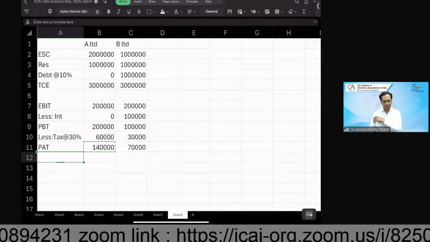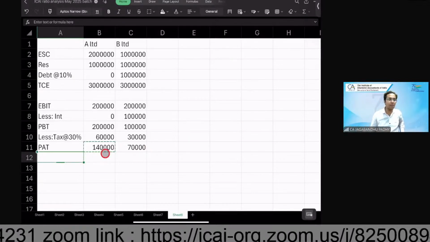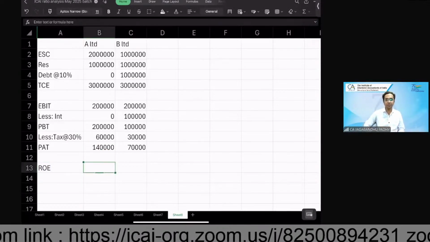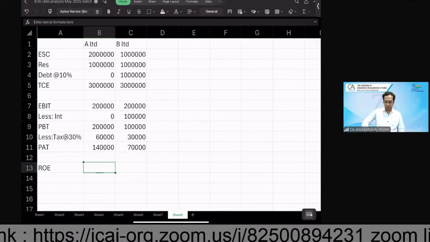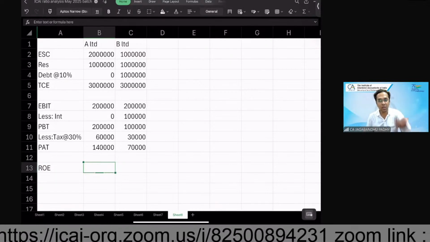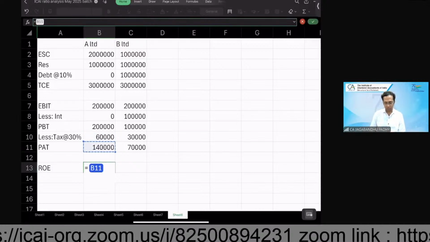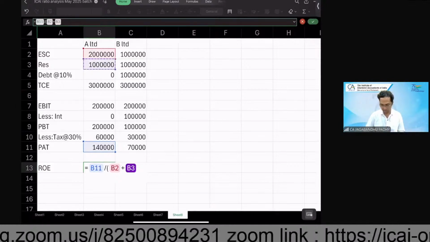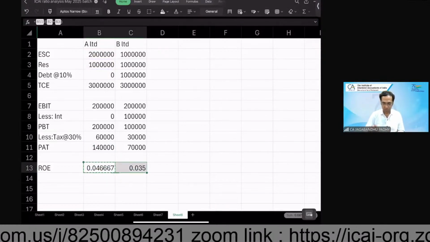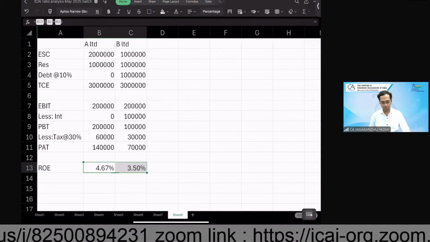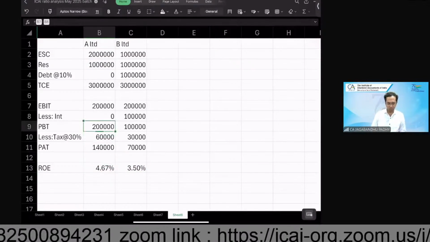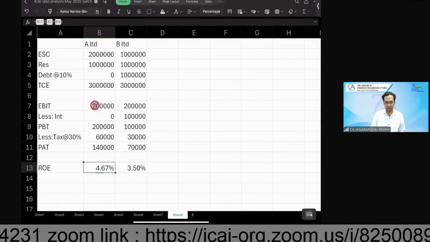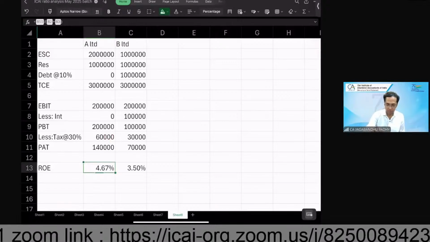Can I be comparing really the PAT? You should not be comparing the PAT, guys. We need to compute the return on equity. Return on equity is the rate of return that was generated for equity shareholders. From the equity shareholders' point of view, it is PAT divided by equity share capital plus reserves. Tax rate is assumed at 30%. What we observe is return on equity for A Limited is 4.67, for B Limited is 3.5. So we can say A Limited has actually performed better.